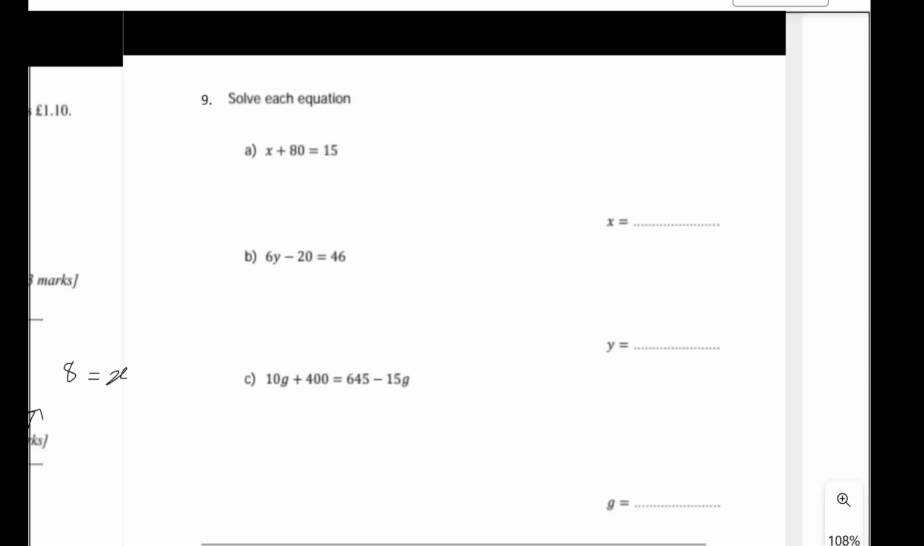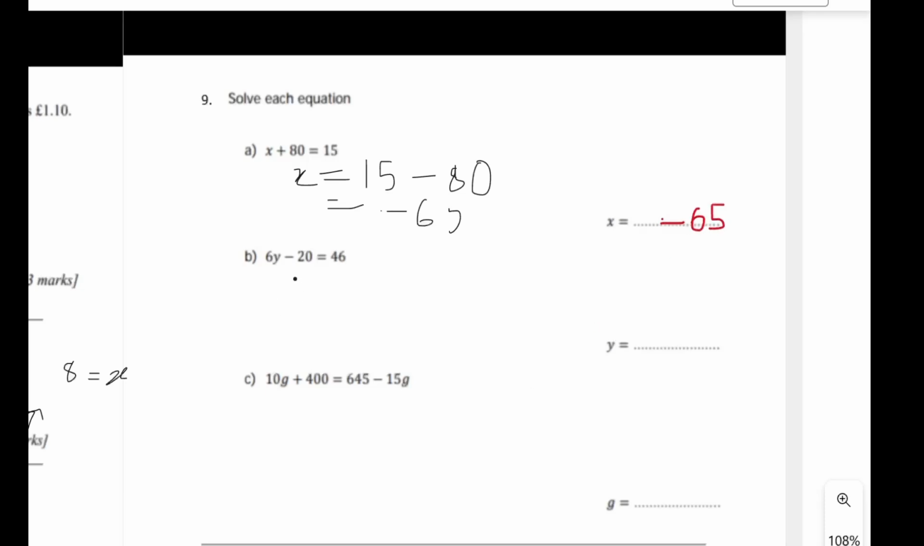Just going through the last question. X is equal to 80. Let's subtract 80 from both sides. This becomes 15 minus 80. Let's just make that clearer. This becomes minus 65. C, there we go, minus 65. We have add 20 onto both sides.